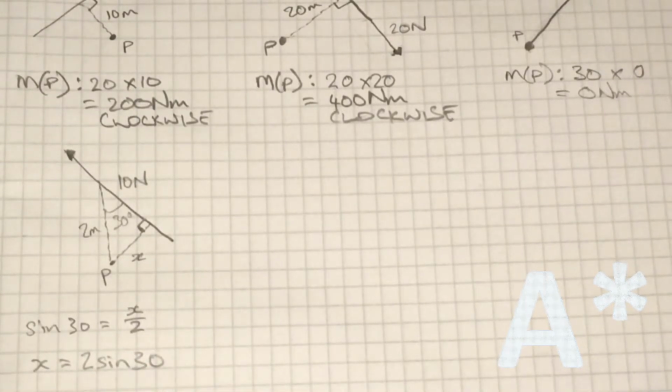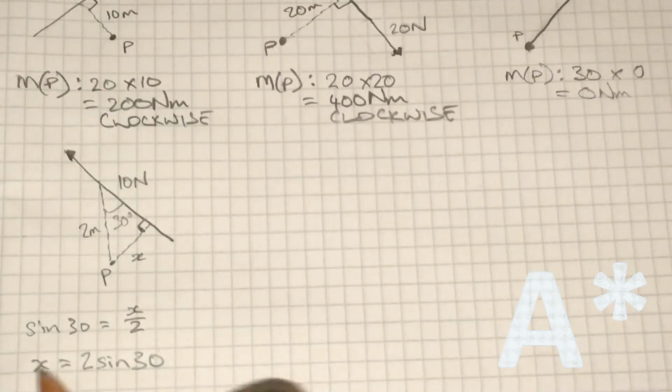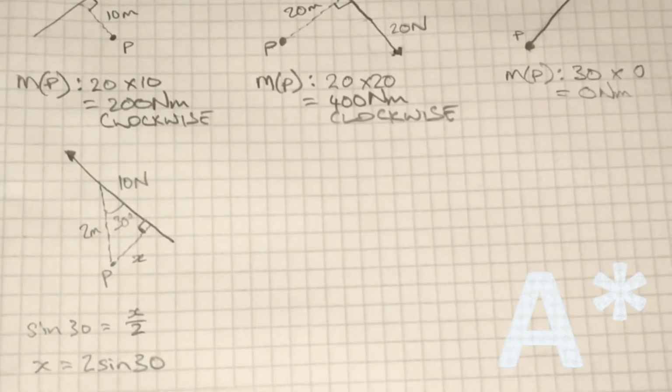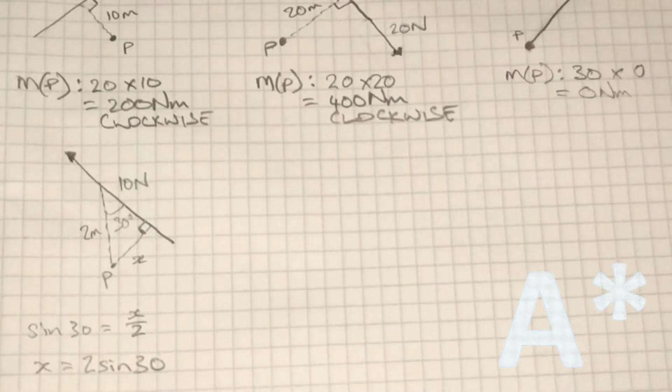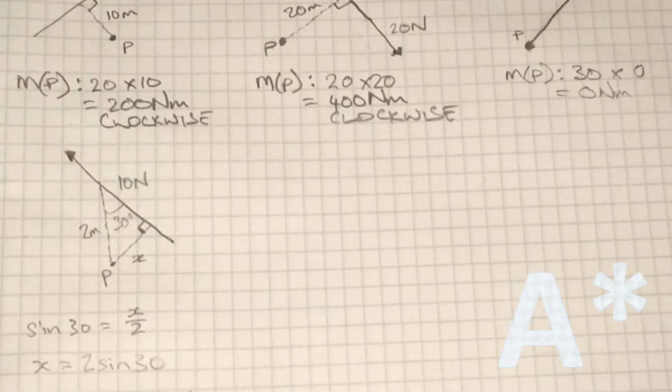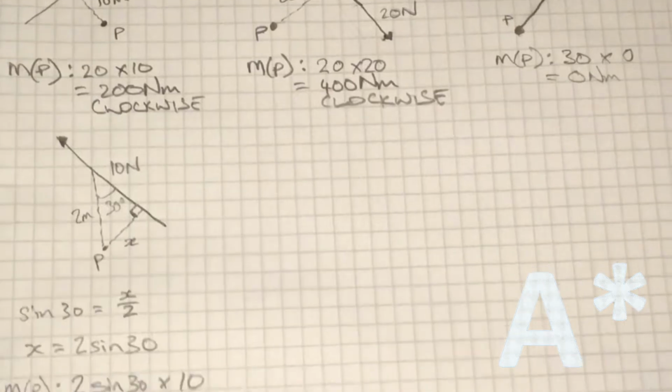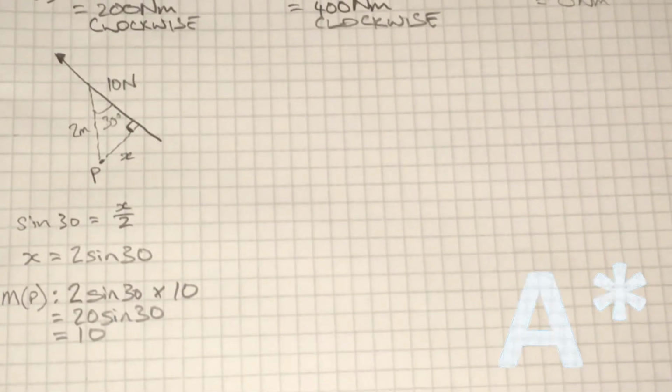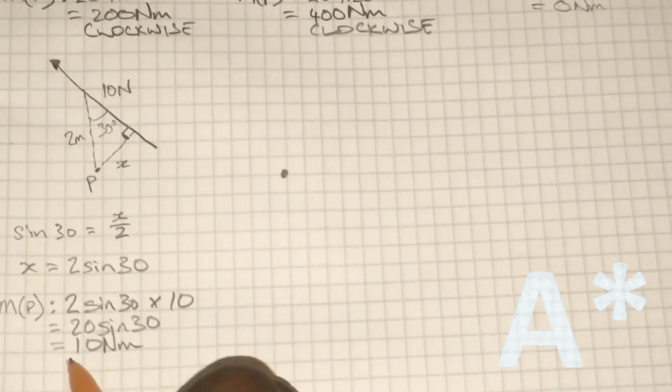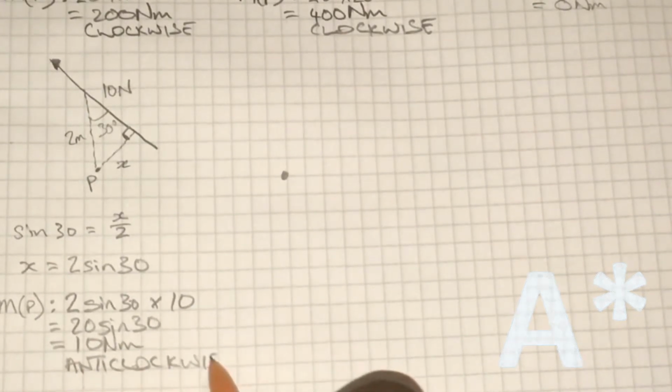Now that I have an expression for that perpendicular distance, I can add it as usual. So it's the perpendicular distance by the force, so multiplied by 10. It gives 20 sine 30, which cancels down to 10. So the moment here is 10 Newton meters.